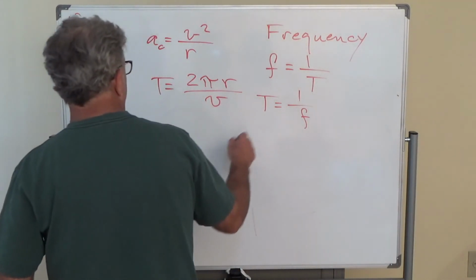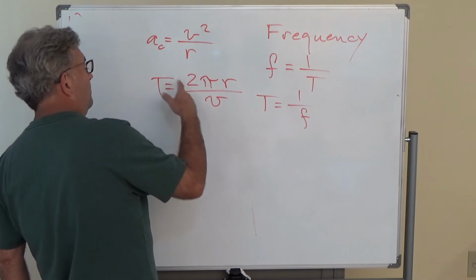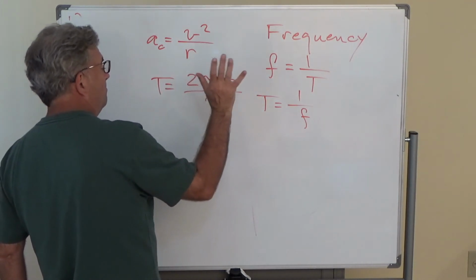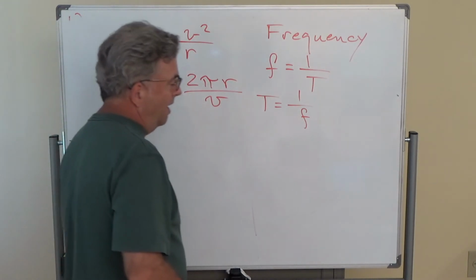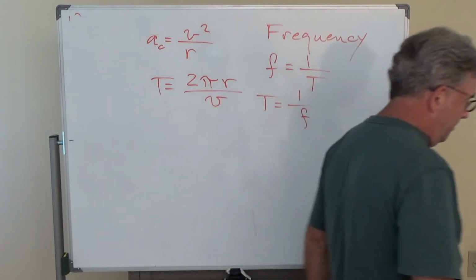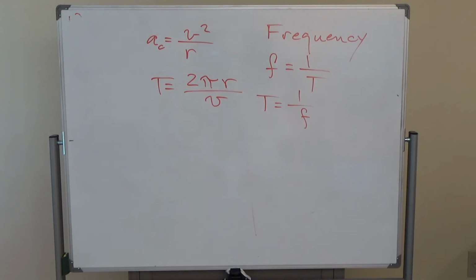So you can use this, solve for T, solve for V. You're not going to have any trouble with that. It's real simple. Okay?